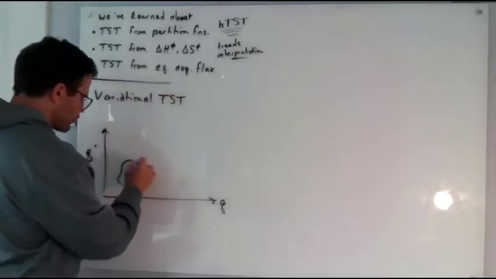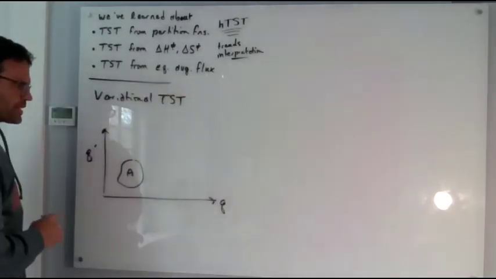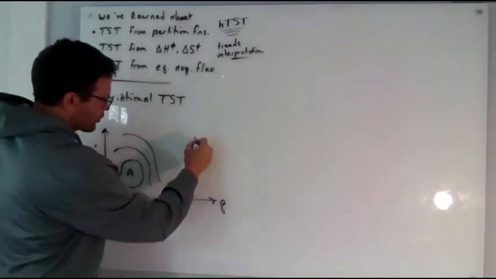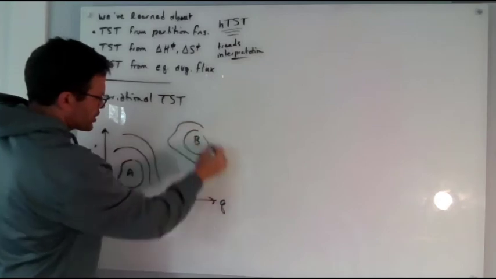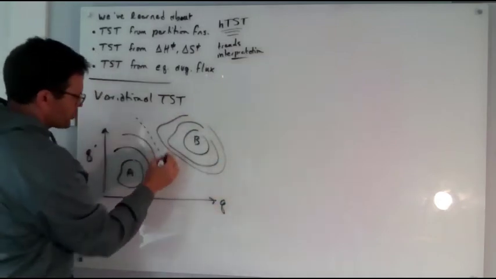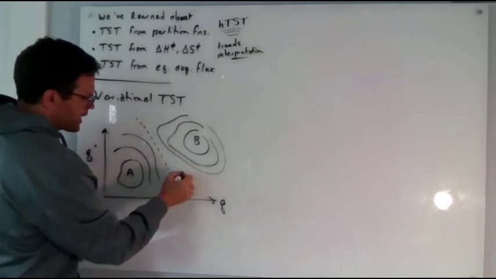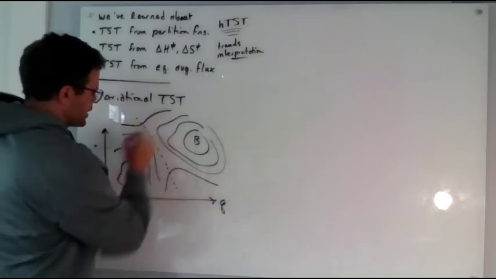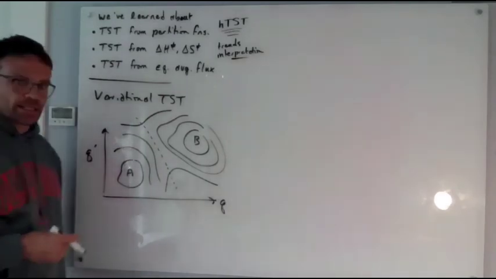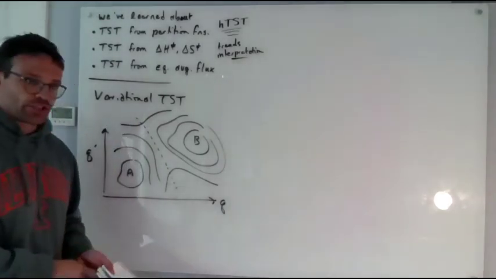And I have a region over here that is a region of phase space that I'll designate to be my reactants. And then I have a region over here, and this is a region of phase space that I will designate as my products. And there's some region between that I can imagine might look something like a transition state in here. Okay? So now the question is, what is the ideal reaction coordinate and transition state surface to use?